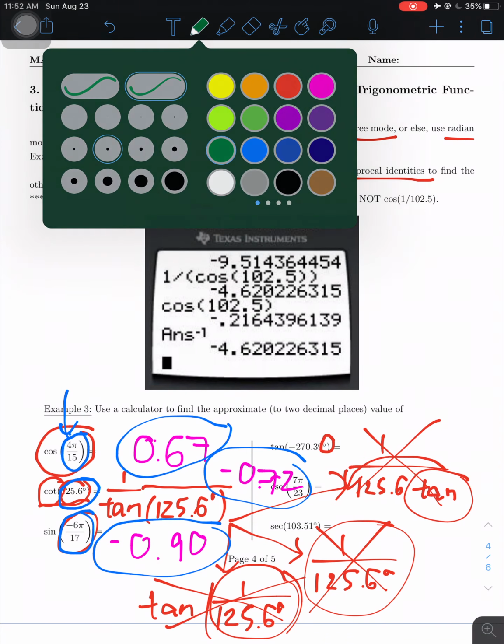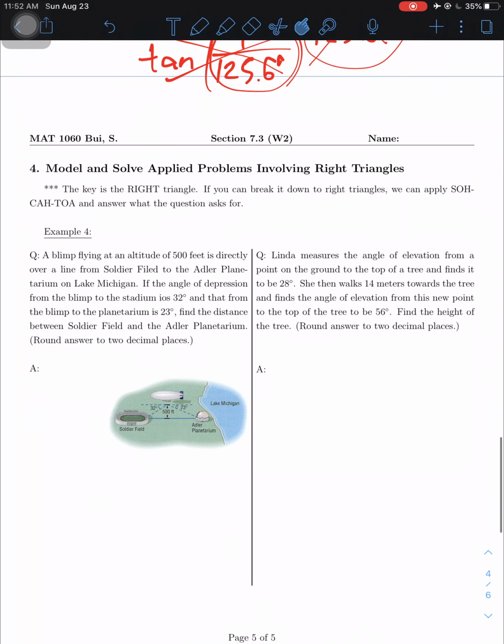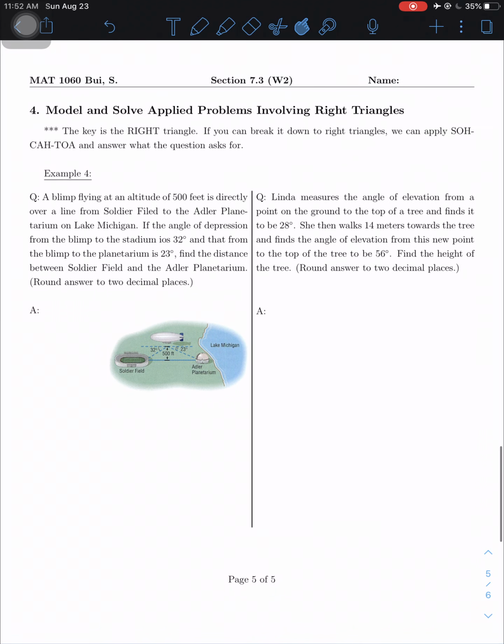So let me put a green star on this one. These three would be your turn. Okay, so enough talking about the calculator. Let's talk about application.